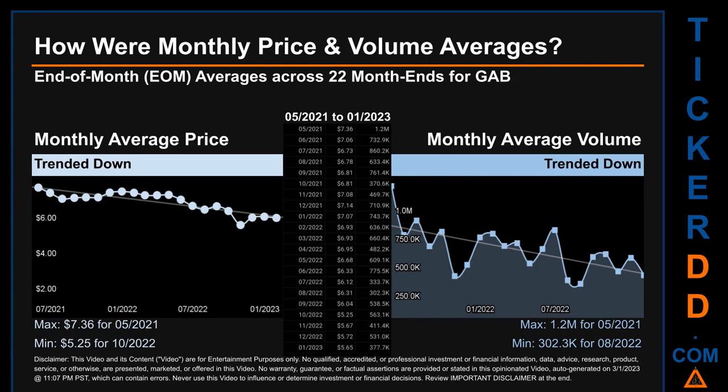How were price and volume averages for GAB? Across 447 trading days, there were a total of 22 month ends, of which monthly averages for daily price and volume were calculated. Overall, monthly price average trended down while monthly volume average trended down. The maximum end of month average price was $7.36 for 05/2021 while the minimum was $5.25 for 10/2020. Looking at volume, 05/2021 and 08/2022 respectively saw the highest and lowest monthly average volume at 1.2 million and 302.3 thousand.